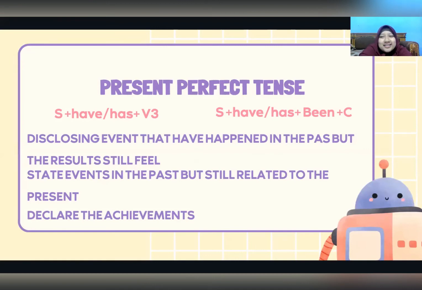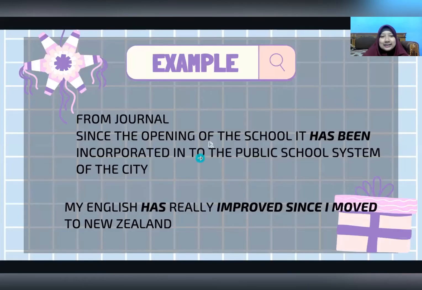Are English tenses easy or difficult? I think easy, but sometimes difficult. But that's okay. Let's go to the next tense.